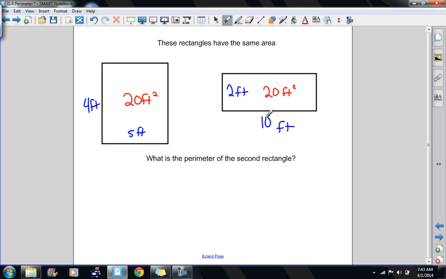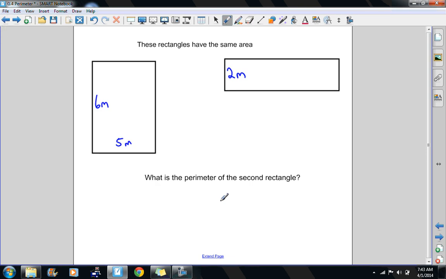And now we find the perimeter of this rectangle. So 2 plus 2 is 4, plus 10 is 14, plus 10 is 24 feet. And that's it. So this is another problem like that. I would like you to do this problem on your own, and then I will finish it.